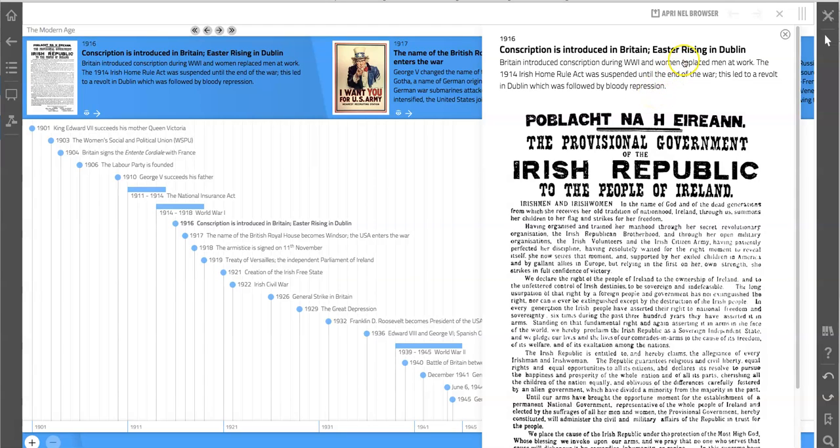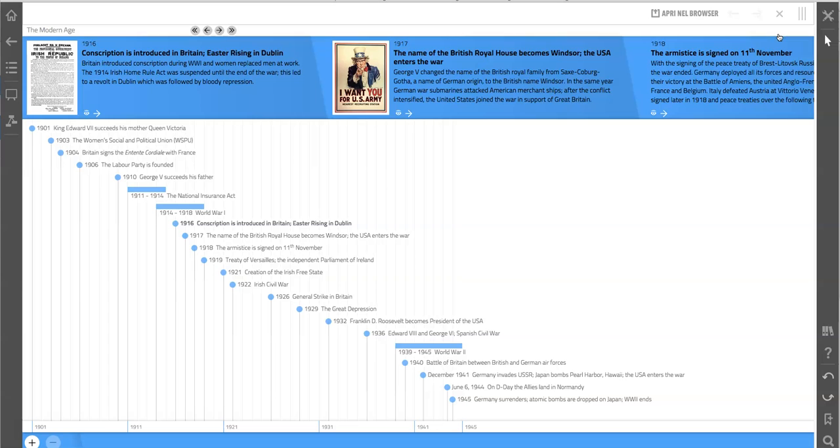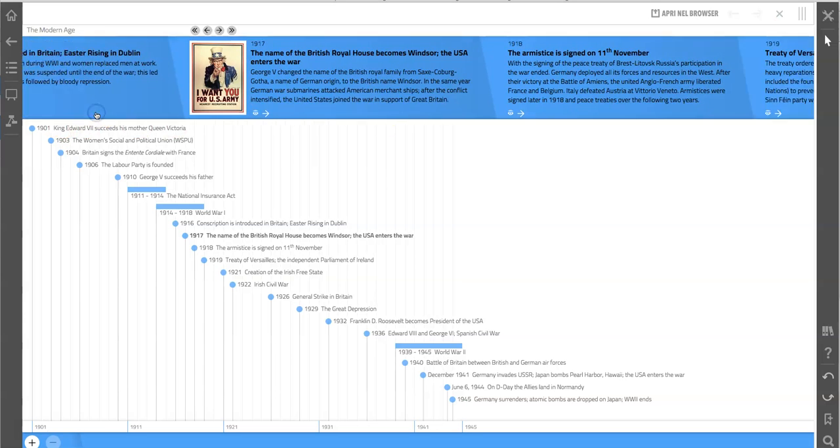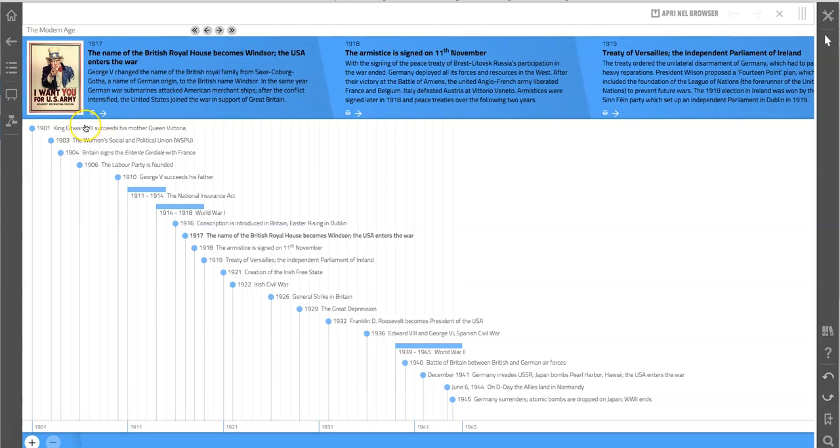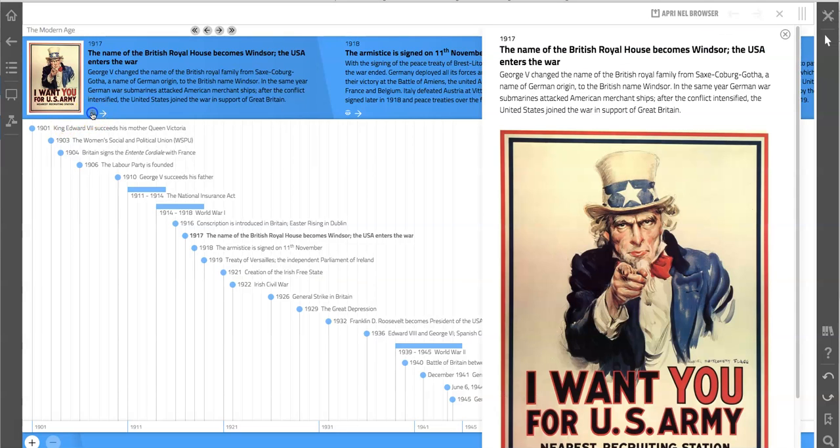And this event was called the Easter Rising because it happened during the Easter in 1916. Well, the next picture. The name of the British royal house becomes Windsor. The Windsor family came to the throne of England, and the USA enters the war.